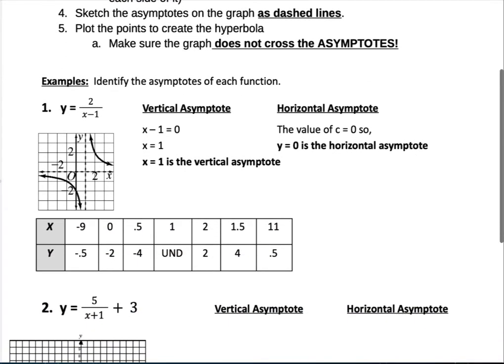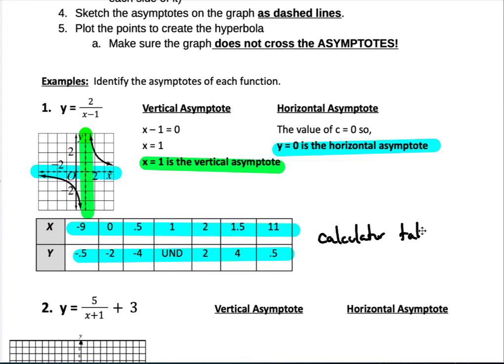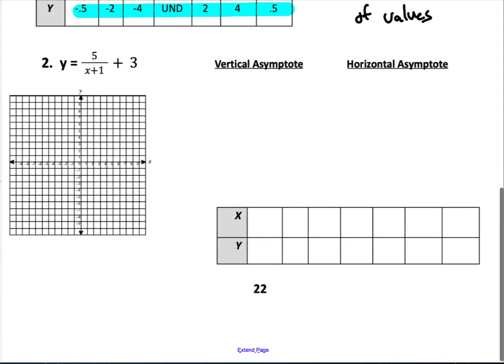Example 1's kind of already done for us. They found their asymptote line as x equals 1, and they found their horizontal was y equals 0. Then they created their table of values with their x's and y's. This is what you're going to get from your calculator in the table of values. So you're just going to graph the equation and then pull up the table of values to find your x and y coordinates, and you simply plot those points. So here's what this looks like as we do a couple together.